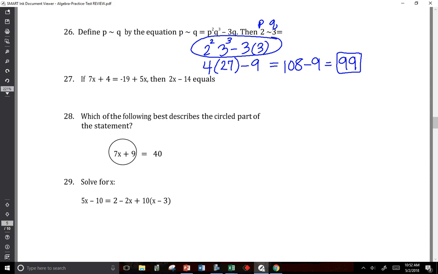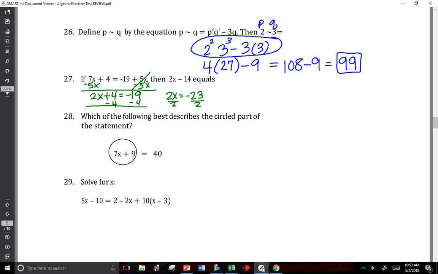Okay, so I'm going to subtract 5x from both sides. So I get 2x plus 4 equals negative 19. Then we're going to subtract 4 from both sides. So I get 2x equals negative 23. Divide both sides by 2. So x is equal to negative 11.5.